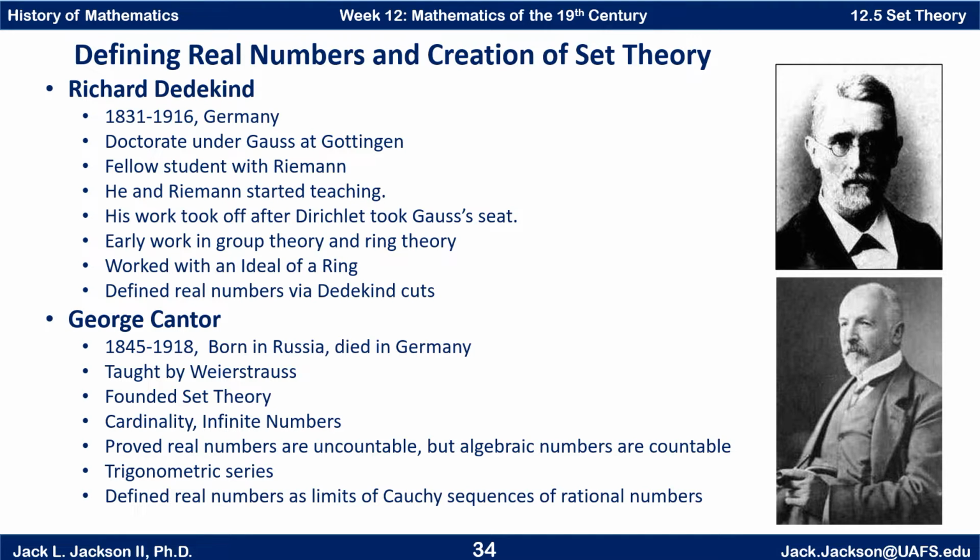So he's talking about this idea of different sizes of infinity, which is a pretty wild concept. There are actually more numbers between 0 and 1, more real numbers, than there are all natural numbers, or even all rational numbers, or even bigger, all algebraic numbers. He worked with trigonometric series, and he defined real numbers as limits of Cauchy sequences of rational numbers. So Dedekind and Cantor had two different approaches to defining real numbers.